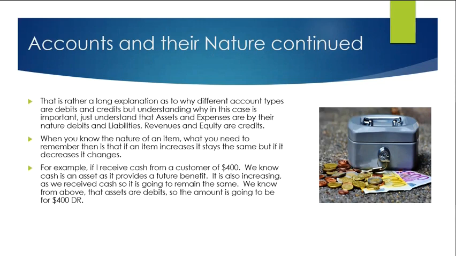So when you know the nature of an item, what you need to remember then is that if an item increases, it stays the same, but if it decreases, it changes. So now we're going to look at a first simple example. If I receive cash from a customer of $400, we know cash is an asset as it provides a future benefit. It is also increasing as we received cash, so it's going to remain the same. So we know from the above that assets are debits, so the amount is going to be for $400 debit.